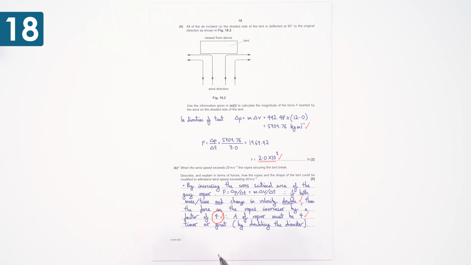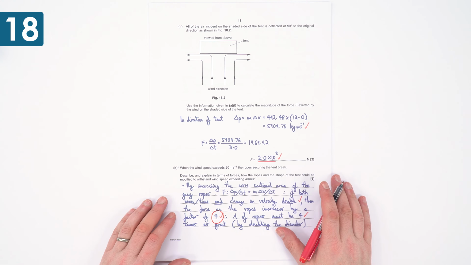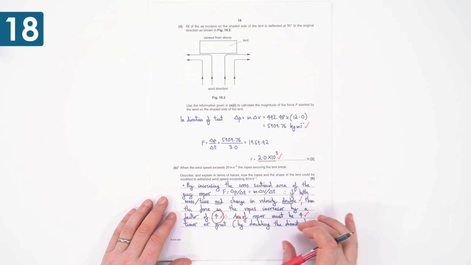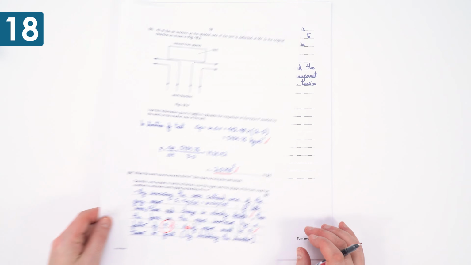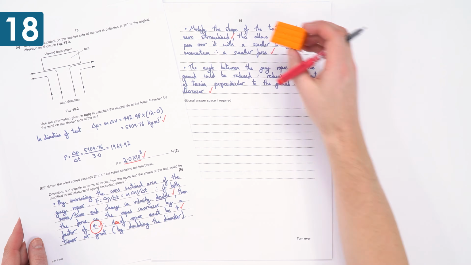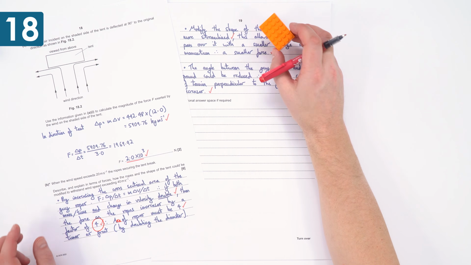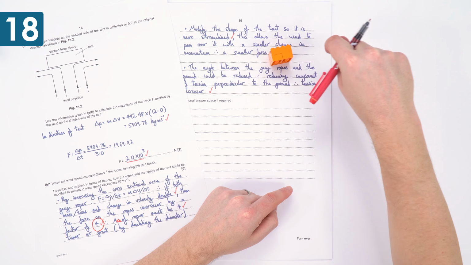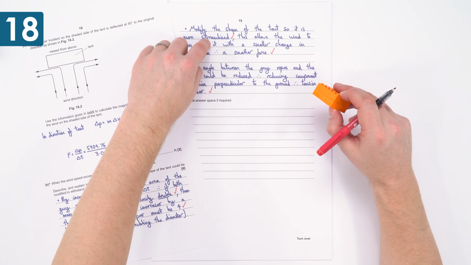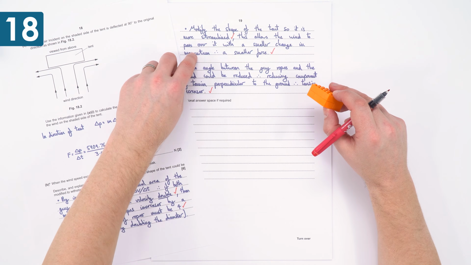So if we're going to have 4 times the force, that means the area of the guy ropes must increase by a factor of 4. And you could do that by doubling the diameter. The other thing you could do is modify the shape of the tent so it's more streamlined. I mean, people don't tend to use tents like this. They tend to allow the wind to actually move over the top of them. And if you've got something more streamlined, there's going to be a smaller change in momentum, so a smaller force is needed.